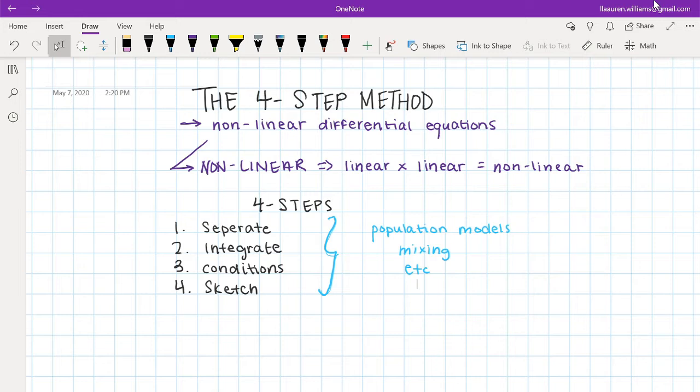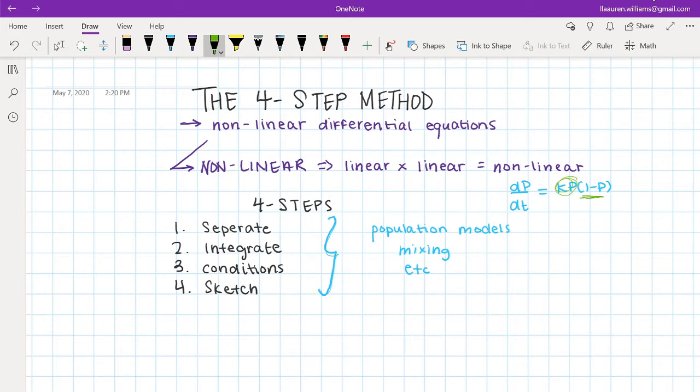So an example that we're going to solve later in this tutorial video is a population model. So this is dP/dt equals kP(1 − P). And this is nonlinear because there is a linear term, kP, multiplied by another linear term, 1 − P. This can be solved using the four-step method.